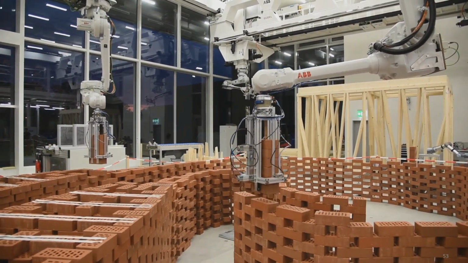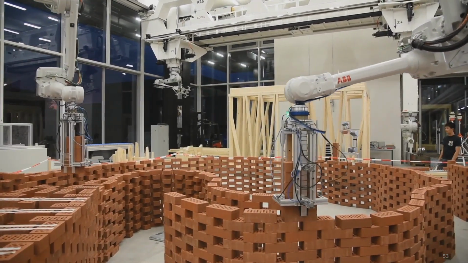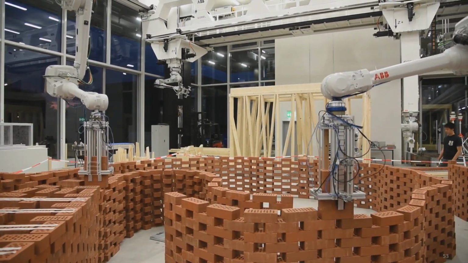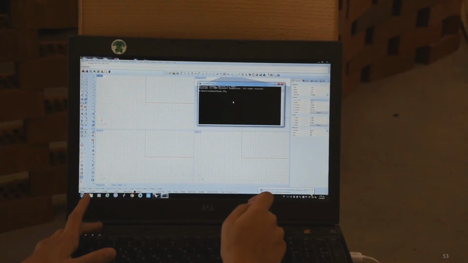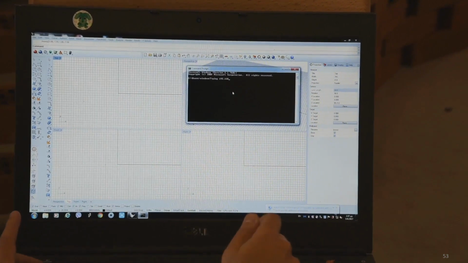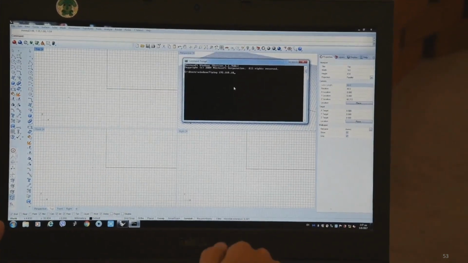We developed a custom end effector, a brick magazine that could pick up 8 bricks at a time. This was the maximum payload that we could get out of those robots. They have a 40-kilogram payload. I think we went a bit overboard. But this again allowed us to speed up the process quite a bit.